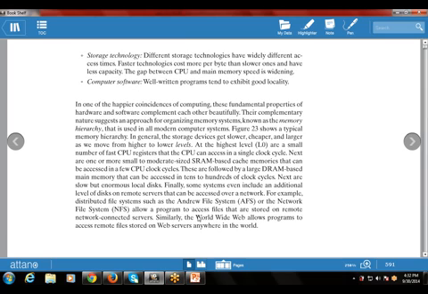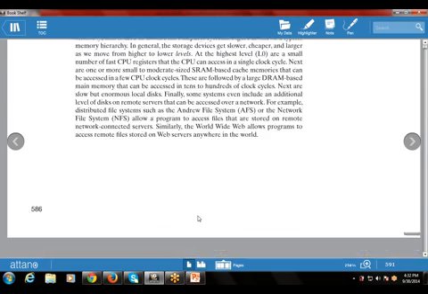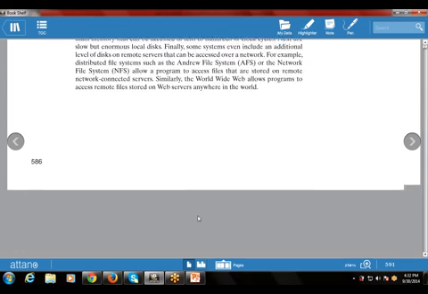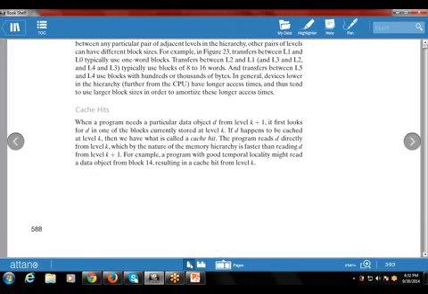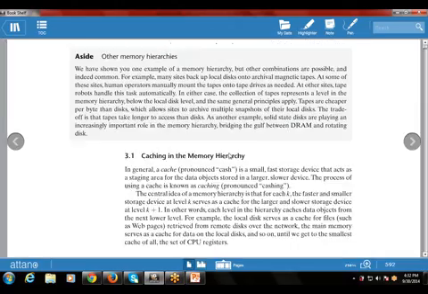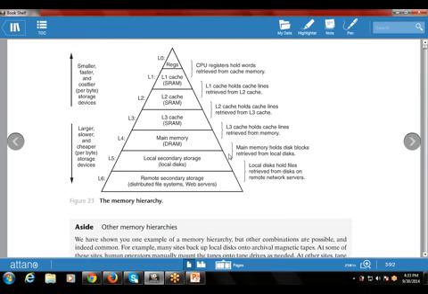Next, there is a SRAM. This is the diagram, figure 23. This is the diagram of the memory hierarchy.